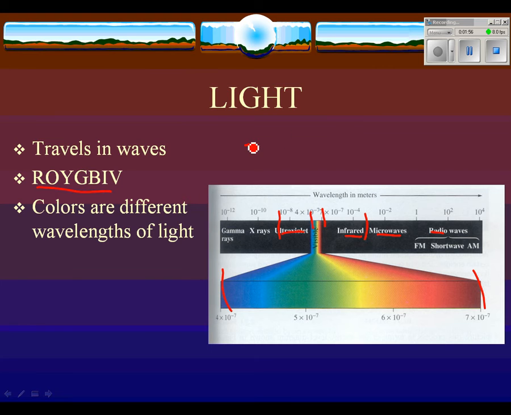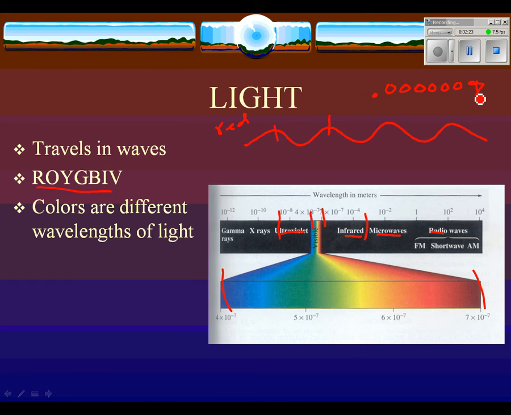If we quickly review waves, the length of a wave is the distance from top to top. A red wave, like this one, is 7 times 10 to the negative 7th meters, 0.00004. Okay, I'm sorry, 7.